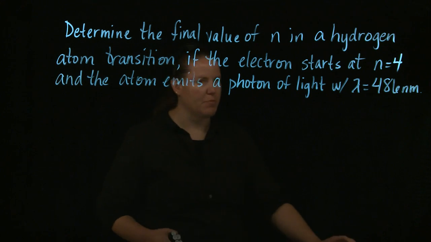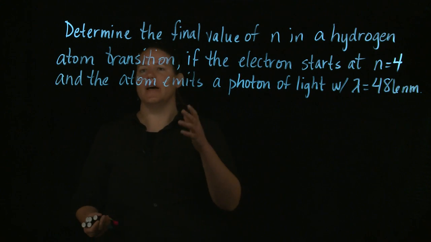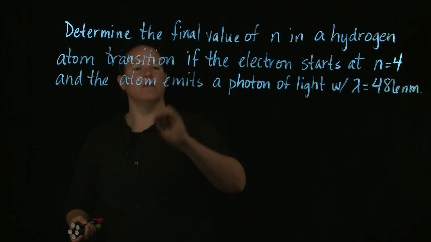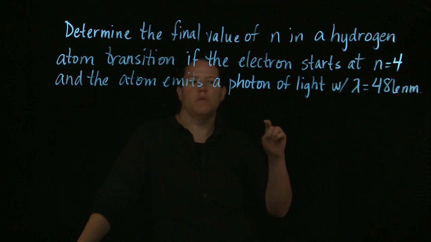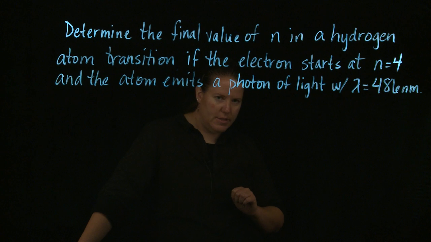So here's the kind of problem that we're looking at. Determine the final value of N in a hydrogen atom transition if the electron starts, I don't know why there's a comma there, if the electron starts at N equals 4 and the atom emits a photon of light with wavelength equal to 486 nanometers.